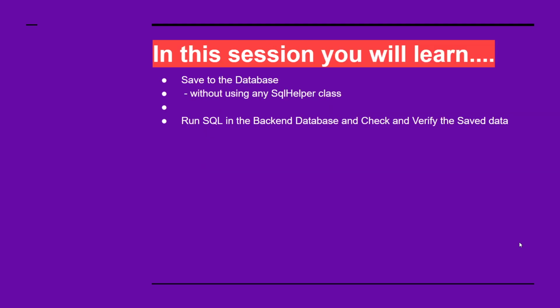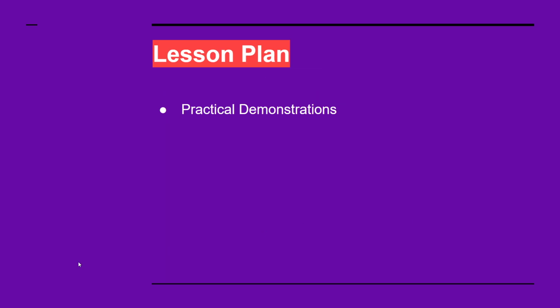So in this session, we are continuing from the previous session to save the respondent registration data into the database without using any SQL helper class, because in the next lesson we'll be using a SQL helper class. Also in this lesson, we'll be running an SQL query in the backend to verify whether the data has been saved. As usual, it's going to be practical demonstrations. So now let's go and continue the previous project from where we stopped.